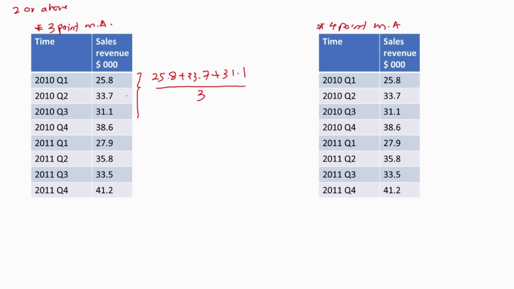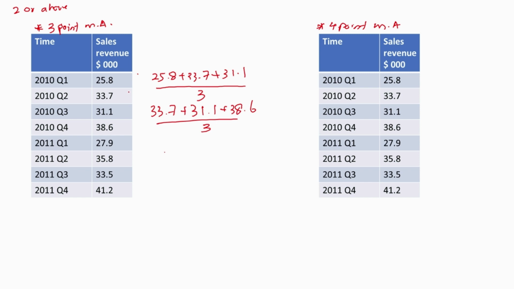Then we have to consider the next subsequent 3 points, which are these 3 values. We again have to calculate the average: 33.7 plus 31.1 plus 38.6 divided by 3. Likewise, then we have to take the next subsequent 3 points, which are these values. Likewise, we have to repeat these calculations for all the data.